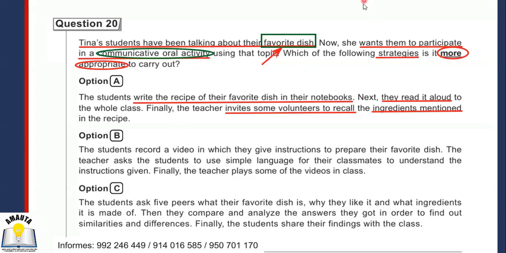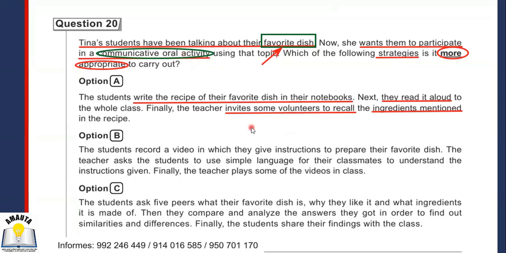You should pay attention. Is this real communication? Is this the most appropriate activity to carry out in the classroom? If Tina wants her students to talk about the topic of their favorite dish, first to write a recipe and then one student presents the recipe in the front and the other students memorize the ingredients and mention them. Is this appropriate for the teacher's purpose? Pay attention to that.